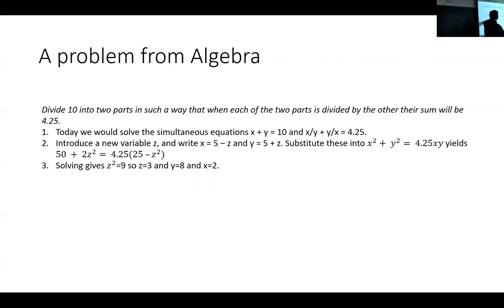So this is a trick. By doing that substitution, you get just a linear equation in z squared. You solve it as z squared equals 9, so z equals 3. So that means your numbers are 8 and 2, because 8 divided by 2 and 2 divided by 8 is 4 1/4.